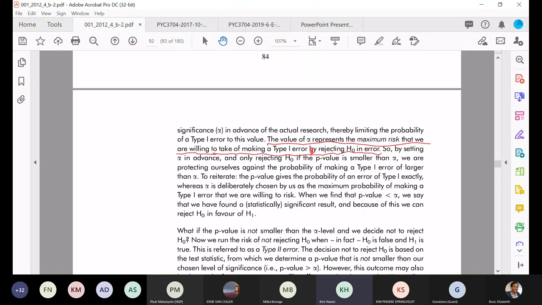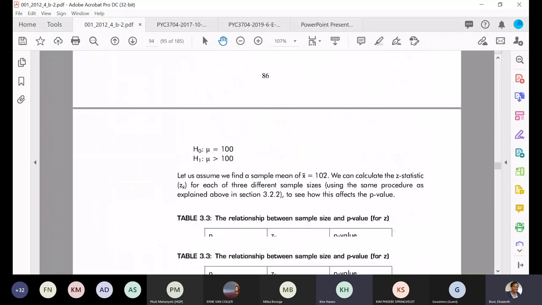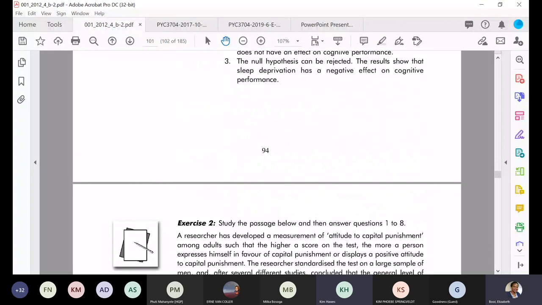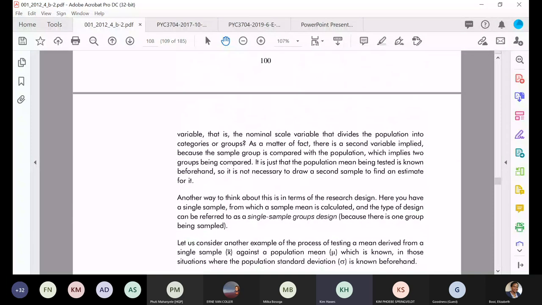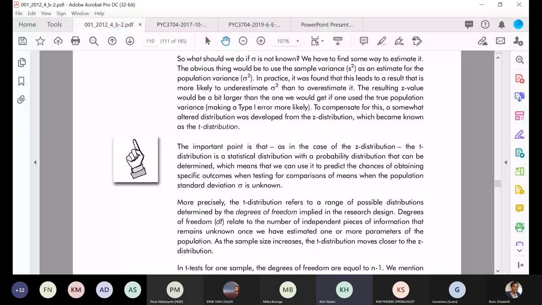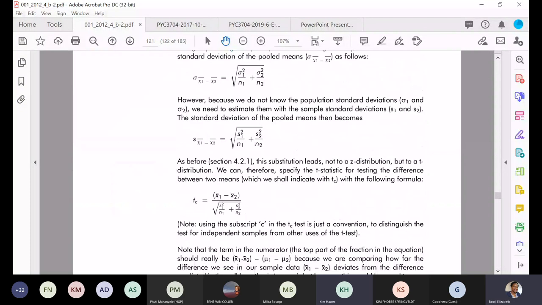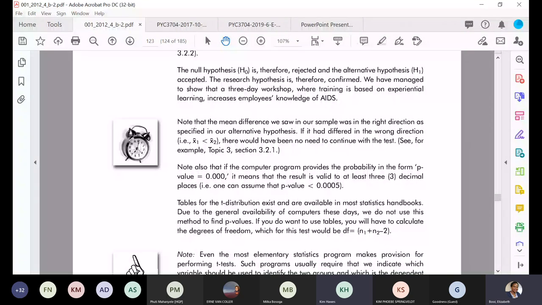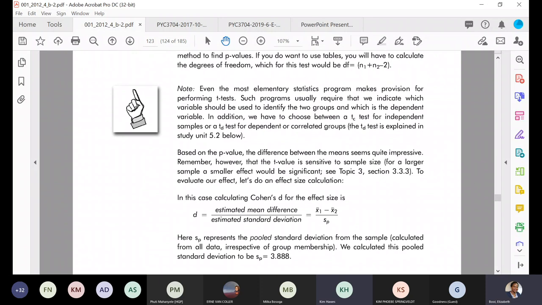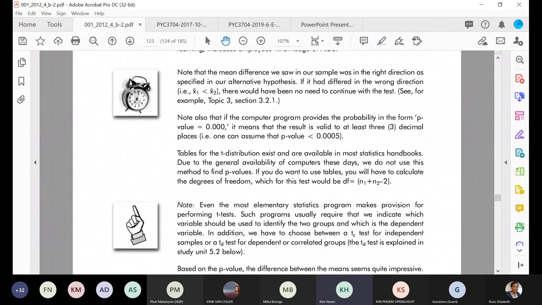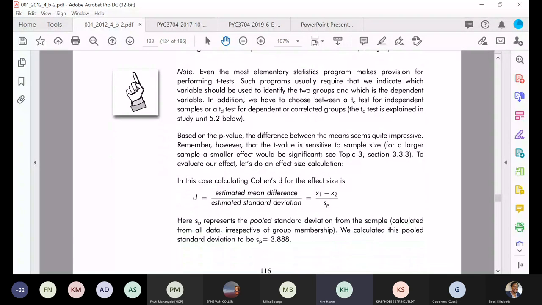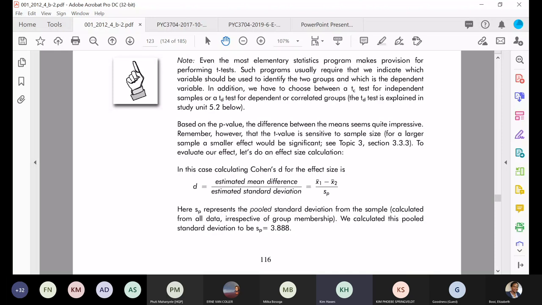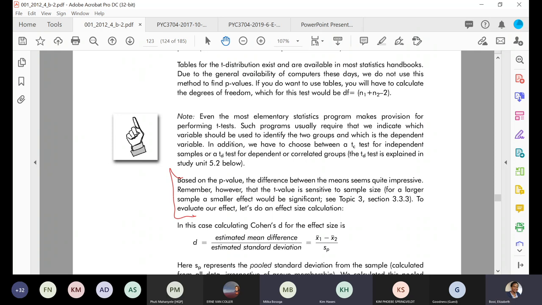I have a thing on page 116 where it says, remember, however, that the t value is sensitive to sample size. For a larger sample, a smaller effect would be significant. Okay, let's go there. 116. I am on 116. Go down, the last paragraph before the formula, based on the p value. You mean that one? Yes. Okay.